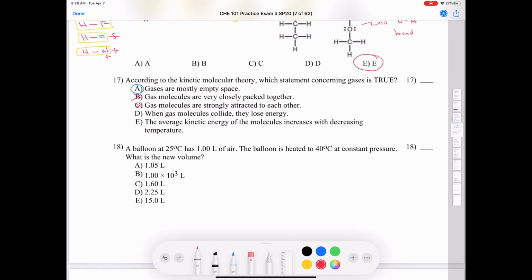Also, another assumption that we made, like I just said, is that the collisions of gas molecules with each other and the walls of the container are elastic. That means they don't lose energy. And it says here in D, when gas molecules collide, they lose energy. That's not true. They have elastic collisions. And then E, the average kinetic energy of the molecules increases with decreasing temperature. That's not true. The kinetic energy of the molecules actually increases with increasing temperature. So if the gas gets warmer, the molecules or atoms are going to move faster. So the answer is A.